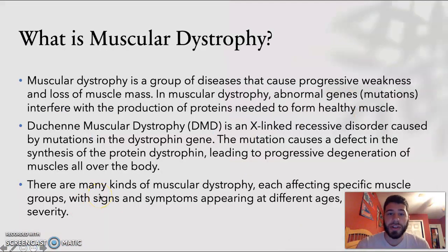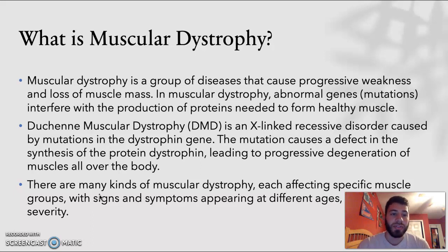So, to start, we're going to talk about what muscular dystrophy is. Muscular dystrophy is a group of diseases that cause progressive weakness and loss of muscle mass. In muscular dystrophy, abnormal genes, mutations, interfere with the production of proteins needed to form healthy muscle.